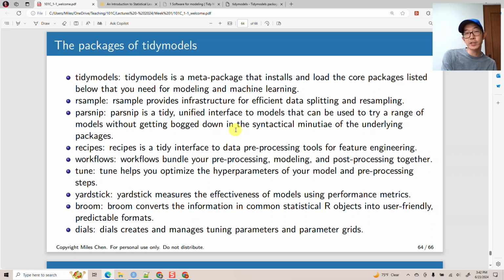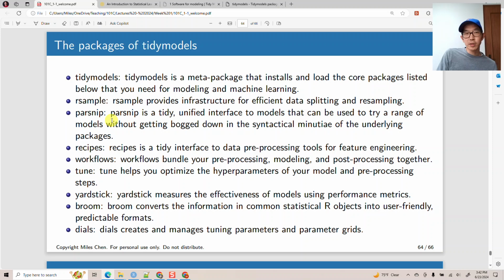One is going to be rsample. This is going to be used for splitting our original data into a training set and a testing set, and also being able to do things like k-fold cross-validation or v-fold cross-validation. So for cross-validation, as far as testing to see how well our models are performing.